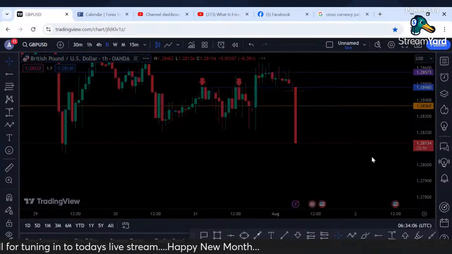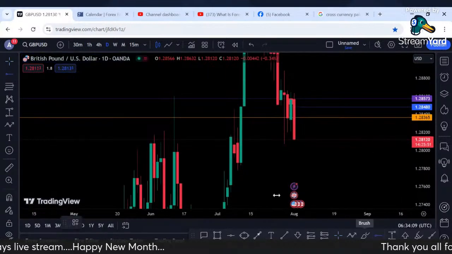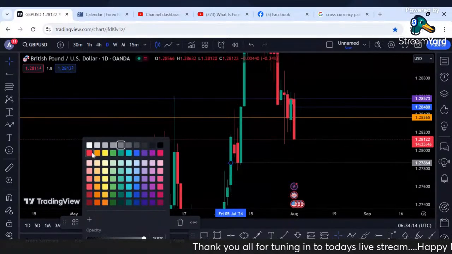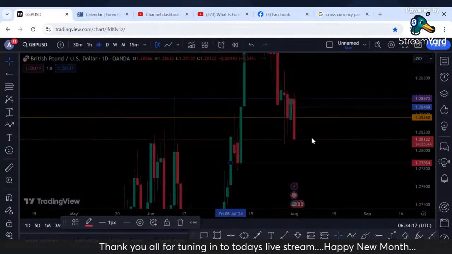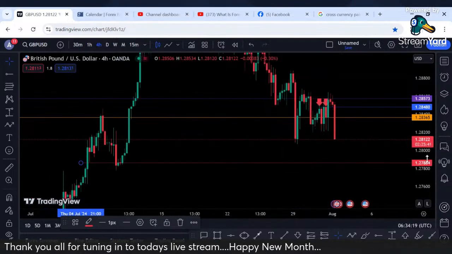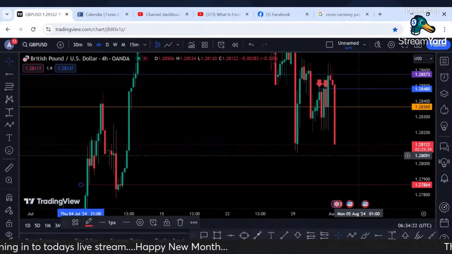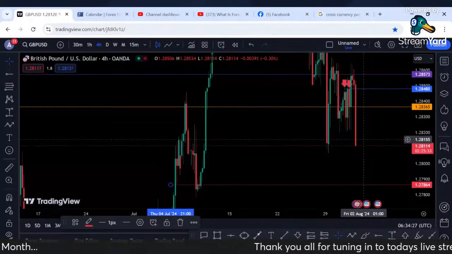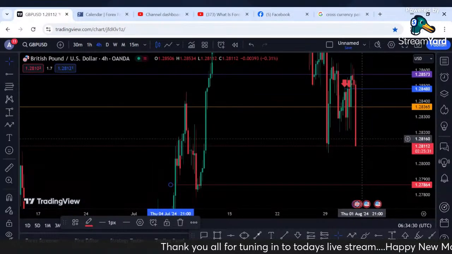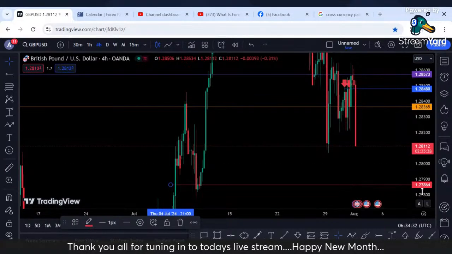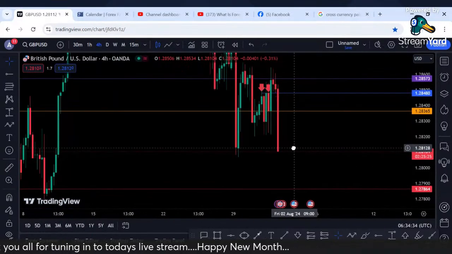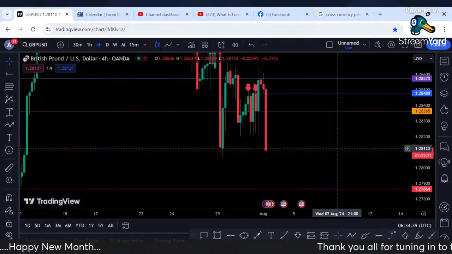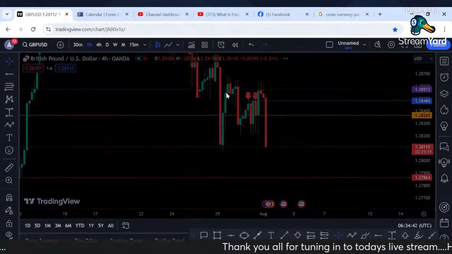So let's see. The target is going to be here. There's going to be an interest rate announcement, so maybe the interest rate will do something, then tomorrow you get an opportunity. Maybe there will be an opportunity tomorrow.